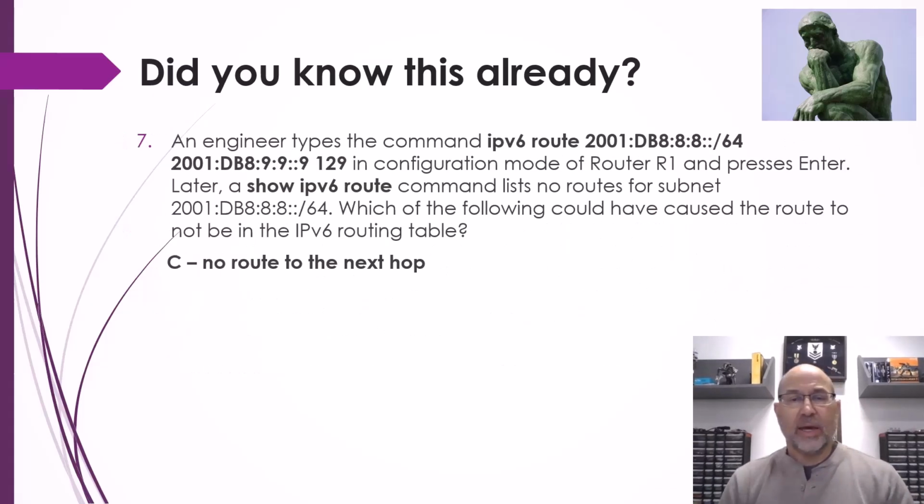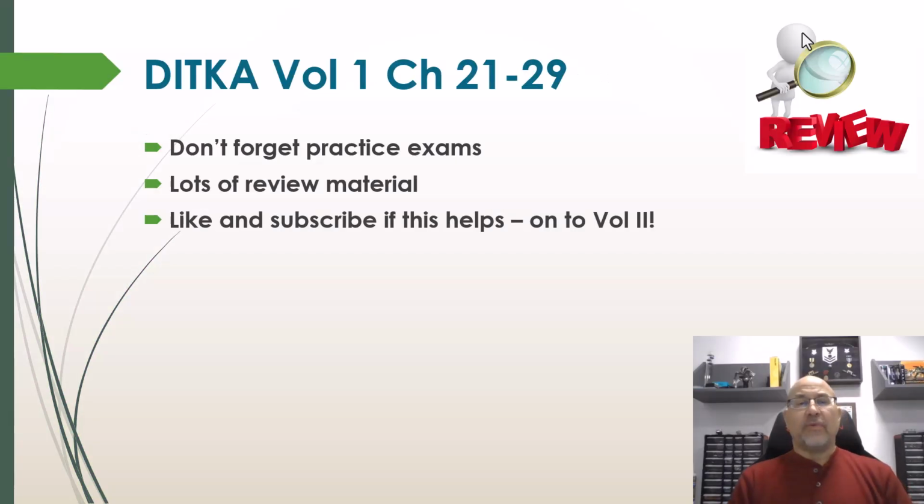And our last question: an engineer types the command ipv6 route to a prefix via 99::9 with an admin distance of 129 in the configuration mode of router 1 and presses enter. If we assume that there's nothing else going on, that means that we're not in an admin distance problem anymore. That means that this forwarding destination can't be reached by the router, meaning that this router is not connected to that particular network, and so there was no route to the next hop, so it doesn't appear in the routing table. All right, this has been the Volume 1, Chapters 21 to 29 review.